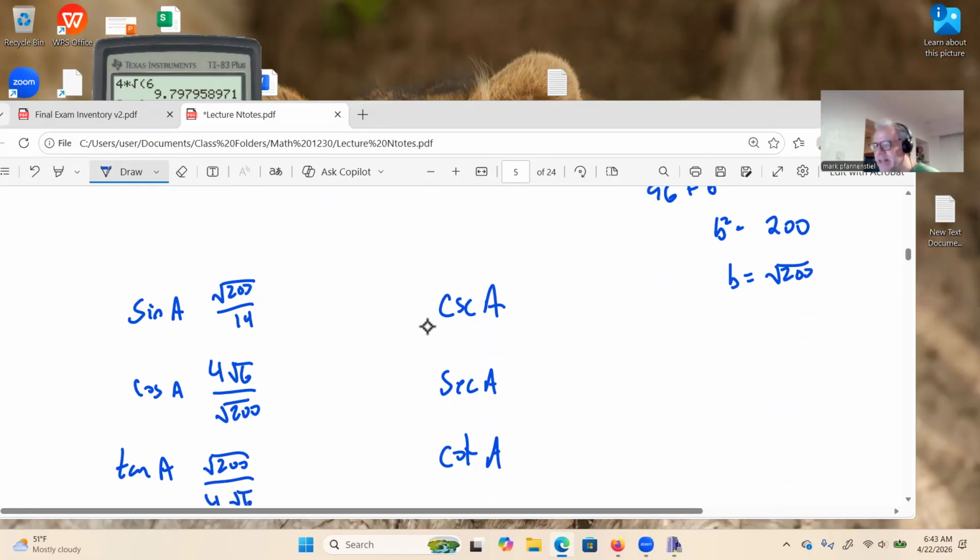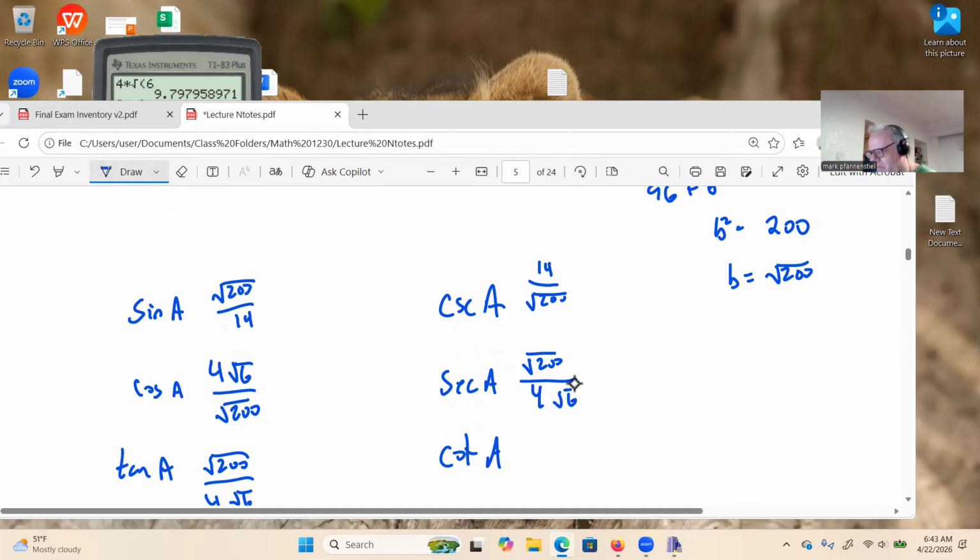Okay, secant, cosecant, and cotangent, they are simply reciprocals. We have 14 over the square root of 200. I'm sorry, I messed that one up. That's not the same thing, because I have to flip it. So we have 14 over the square root of 200. That's a little bit better. Here we have the square root of 200 over 4 root 6. All right, 4 root 6.